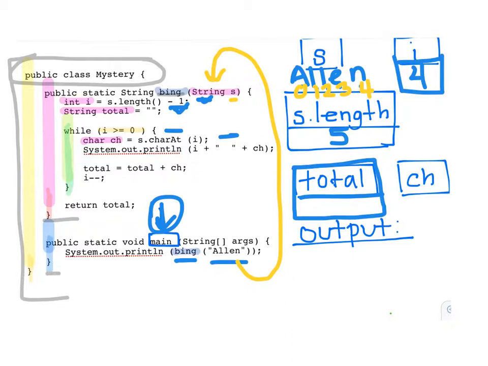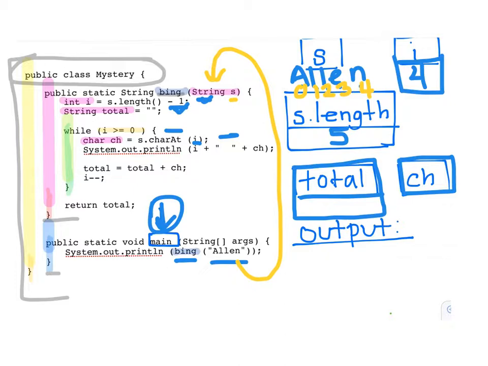So the next line of code is a new variable declaration. We're getting a new character variable called ch. That's the name of the variable, and it's going to be equal to s.char_at of i. So s.char_at, that's the character they're going to look at, with the position of i.